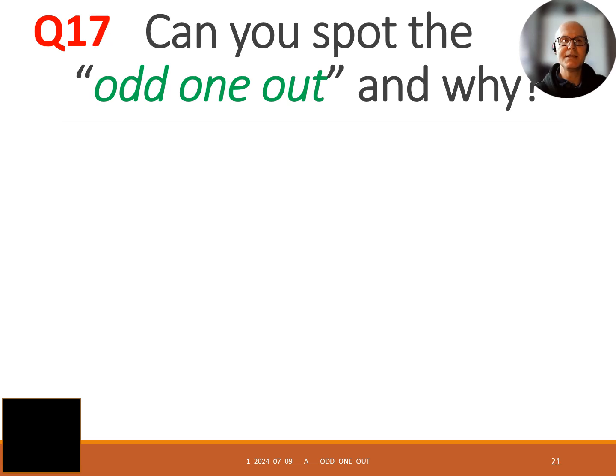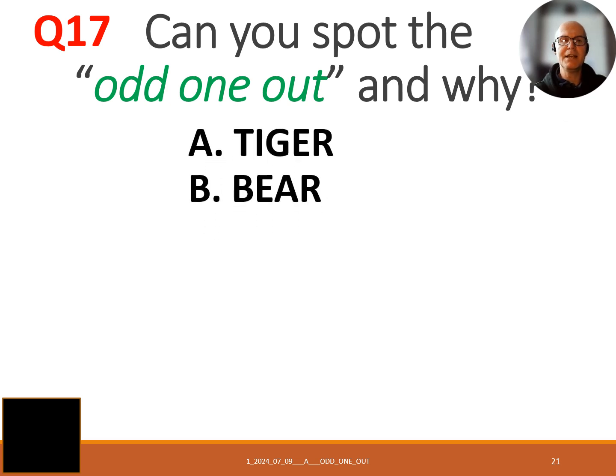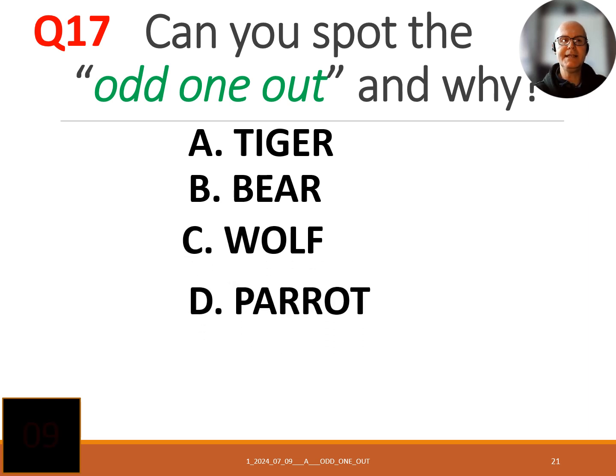Question 17. Can you spot the odd one out and why? A. Tiger. B. Bear. C. Wolf. And D. Parrot. Which animal is the odd one out and why?